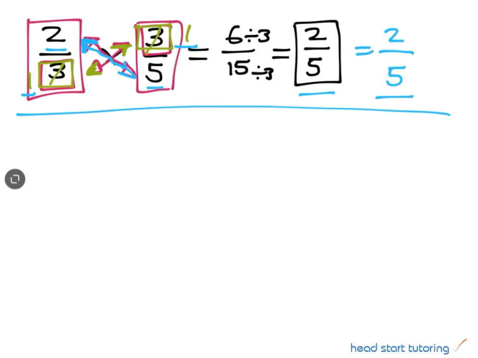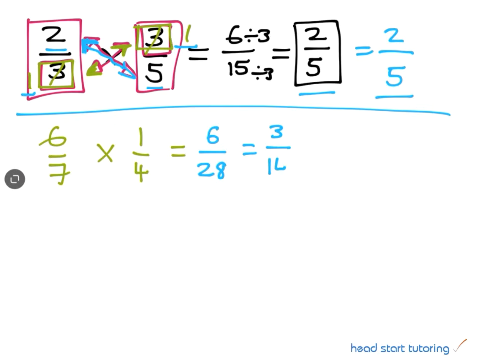Right, let's have a look at 6 over 7 multiplied by 1 over 4. So what we can do is say 6 times 1 is 6. 7 times 4 is equal to 28 because we're just multiplying our numerators and then multiplying our denominators. So 6 over 28 we can simplify. Let's divide them both by 2. So 6 divided by 2 is 3 and 28 divided by 2 is 14.